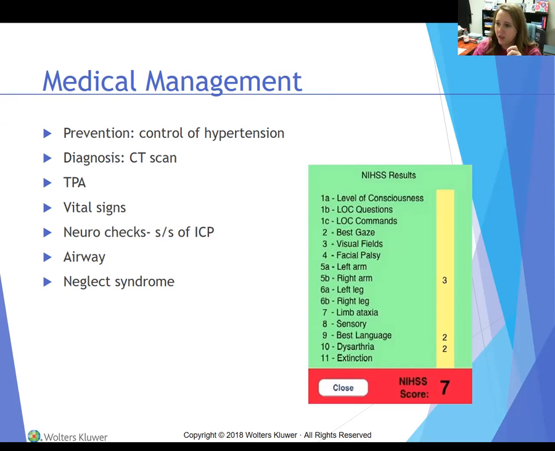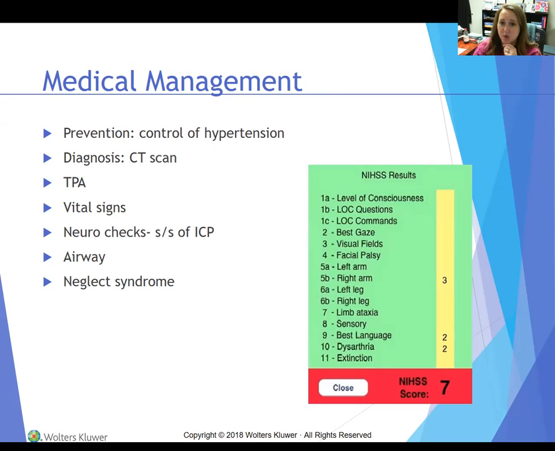Write it down. When giving TPA, you give 10% as an IV bolus over 1 minute, and you give the other 90% of your dose over the next hour. So just be aware of that. So if I was given a dose of 100 milligrams, I would give 10 milligrams IV push, and then I would give 90 milligrams in an IV piggyback. So this can only be given within that 3-hour window of the onset of symptoms.